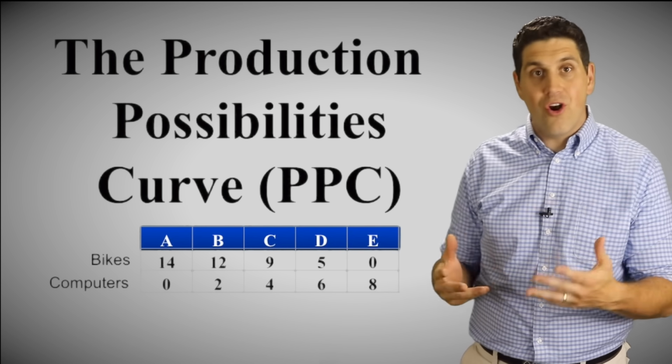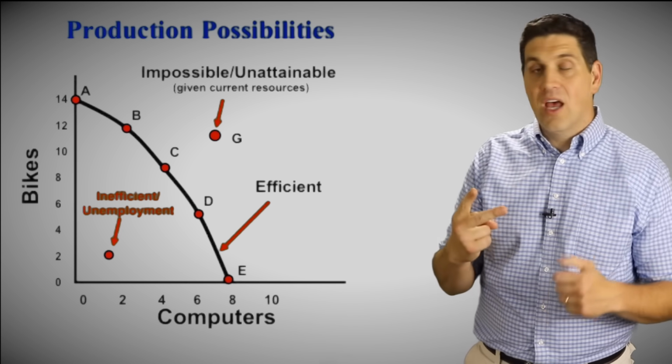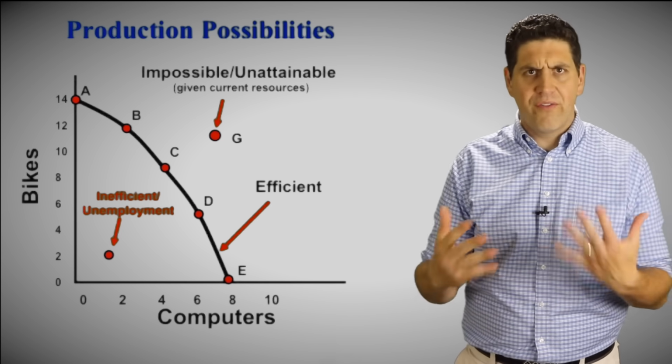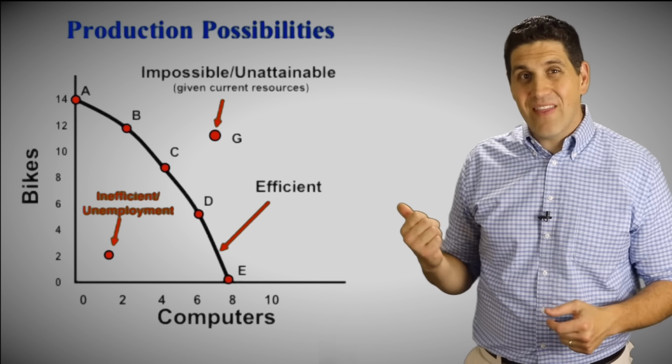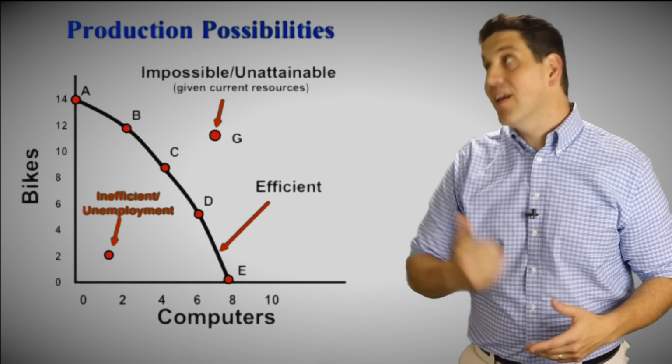It's the first graph you learn in economics. It shows the different combinations of producing two different goods using all of your resources. So any point on the curve is efficient, like you're using all of your resources to the fullest. Any point inside the curve is inefficient. Any point out here, outside the curve, is impossible given your current resources.